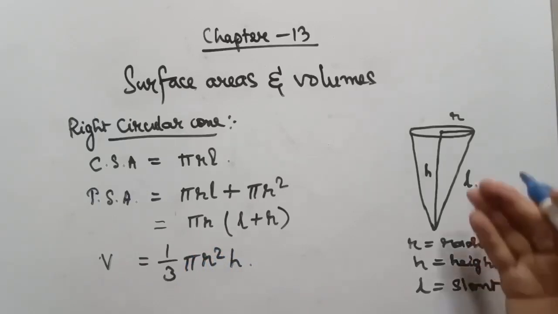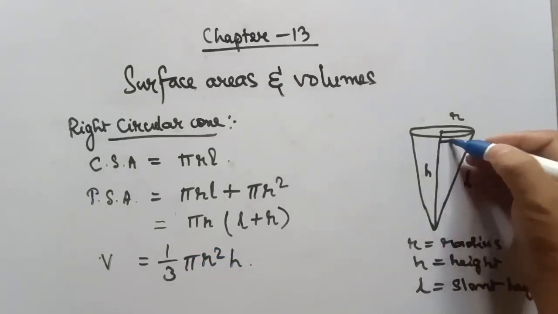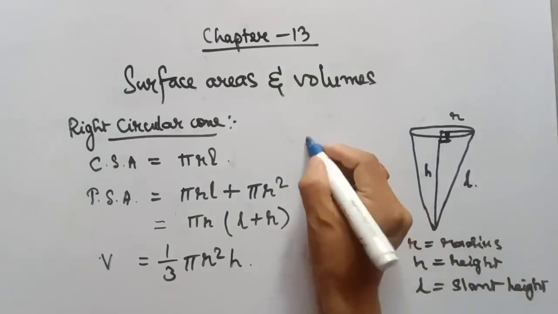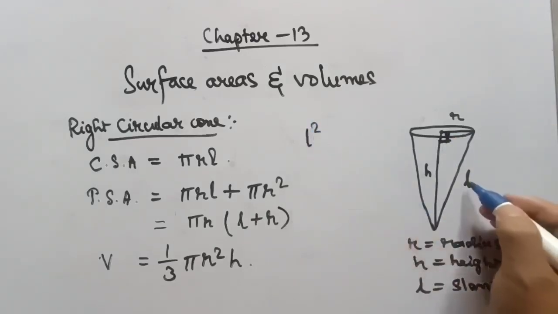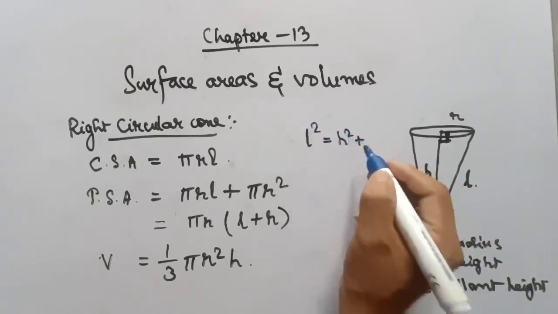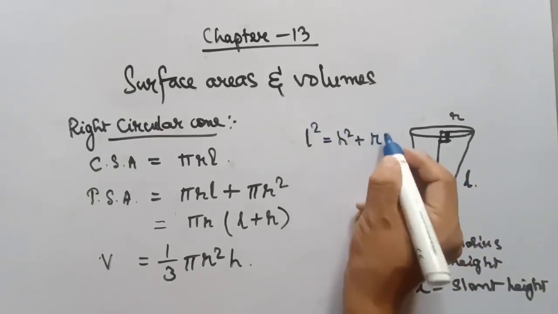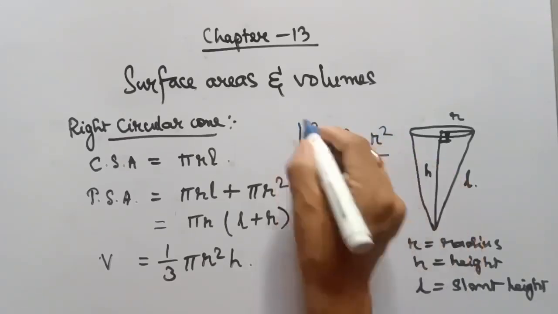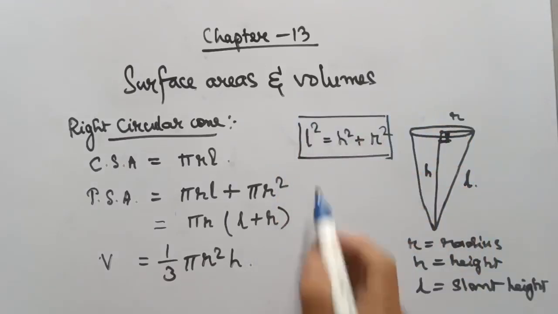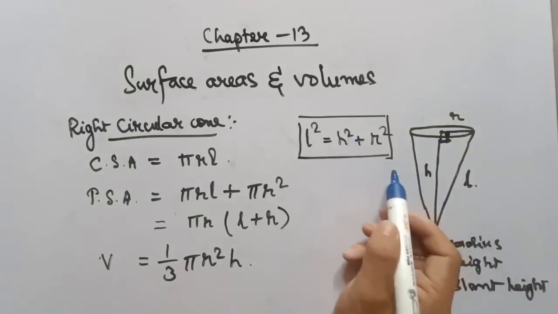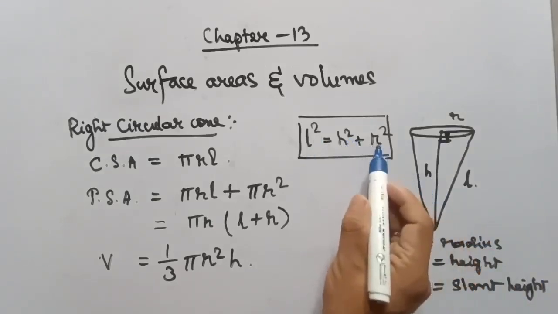In a right circular cone, this angle will be 90 degree. So in this right triangle, by Pythagoras theorem, the slant height l square will be h square, height of the cone, plus r square, that is square of the radius. So in a right circular cone, the square of the slant height will be equal to the sum of the square of the height plus radius square.